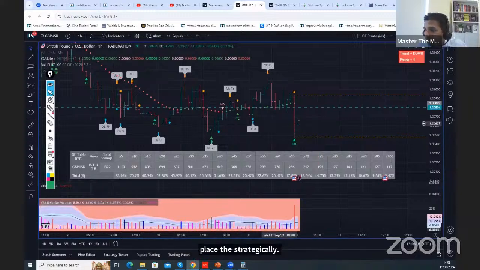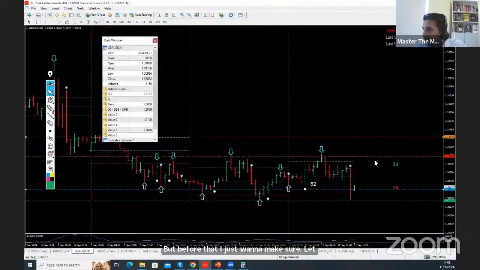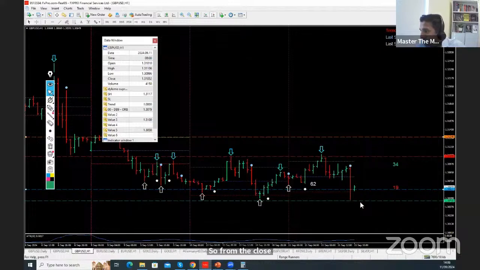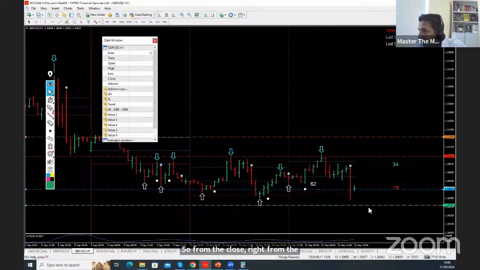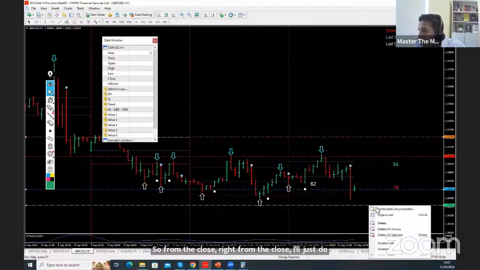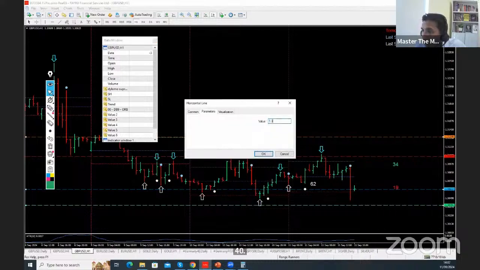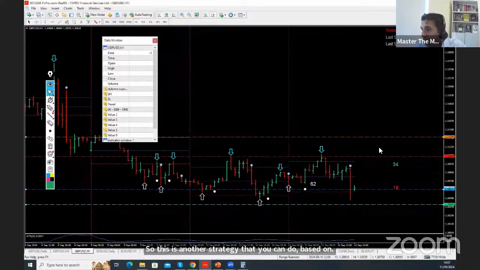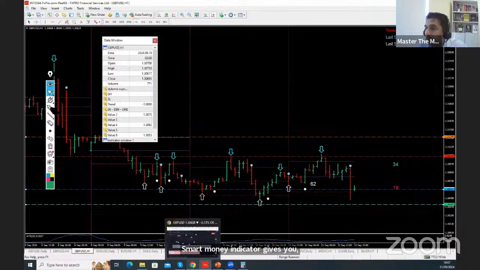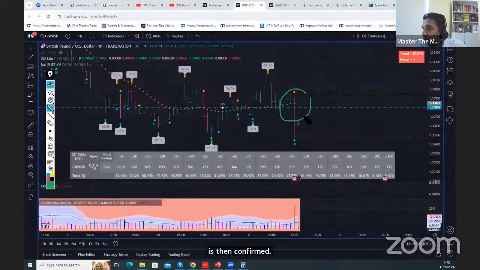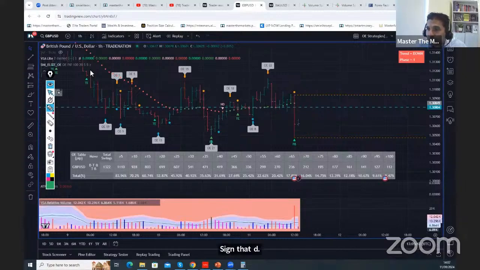but before that, I just want to make sure, let me just show you on here. So from the close, right, from the close, I'll just do this. From the close, 130.60 minus 20 pips, 130.40. So this is another strategy that you can do based on open equity data, which our Smart Money Indicator gives you anyway, which is then also confirmed with the VSA light with a gray dot, which is a good sign that the selling is going to continue with confirmation.